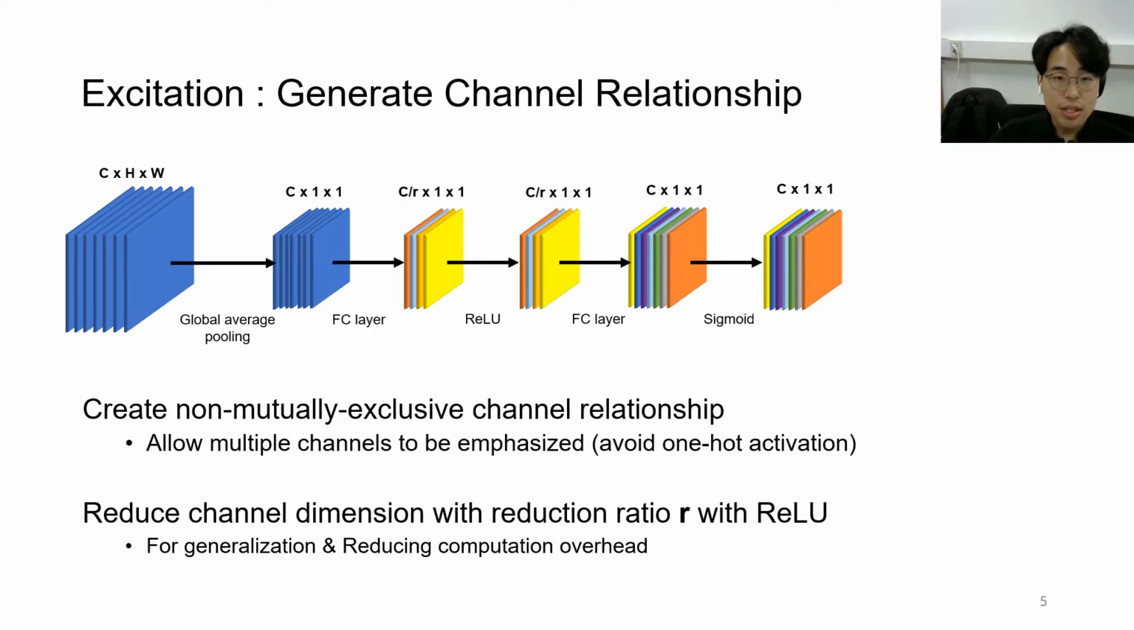Then the excitation step captures non-mutually exclusive channel relationships using two fully connected layers around the ReLU function, with the sigmoid function at the end. A non-mutually exclusive relationship refers to allowing multiple channels to be emphasized while avoiding most of the channels being deprecated, like a one-hot activation. Also, we can see that the fully connected layers reduce and expand the channel dimension for better generalization and to reduce the computation overhead.